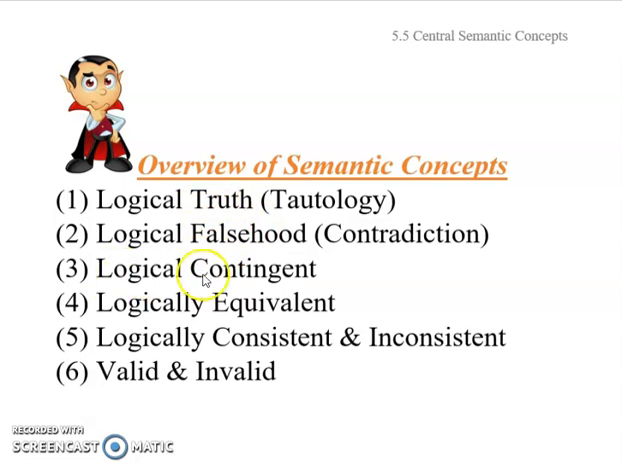Logical contingency you can prove. You have to provide 2 interpretations, one according to which the sentence is true, the other according to which it's false. Logical equivalence cannot be demonstrated, but that they're not logically equivalent, you can. For a pair of sentences that are not logically equivalent, you need one interpretation where one is true and the other is false. For consistency, you need an interpretation according to which all the sentences are true; you cannot show inconsistency. And invalidity, as we just discussed, you need one interpretation where all the premises are true and the conclusion is false.